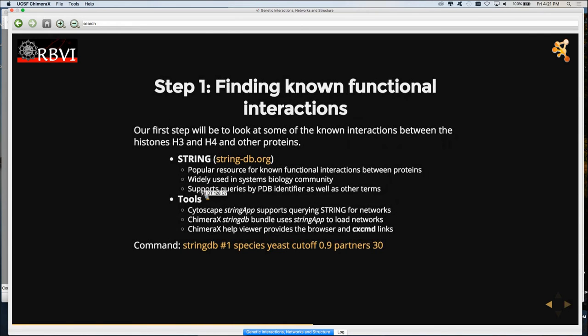So the first step is I'm interested in the nucleosome, specifically H3 and H4. What's the first step in this? Well, gee, there's a bunch of known information that we can get using high throughput interactions, right? We have these big repositories of protein-protein interaction databases. Why don't we start there? Let's just figure out if we can probe that.